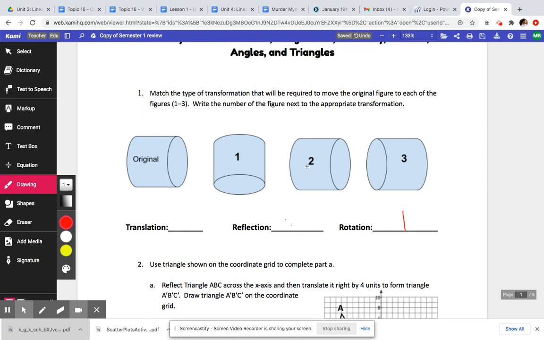Now let's look at 2. Looking at 2 from the original, it doesn't look like we did anything but slide the original shape across a blank space. If we're sliding, that is a translation. Now let's look at 3. We can think about putting a mirror right in between these two shapes, and it's going to reflect like a mirror on both sides. So reflection would be number 3.